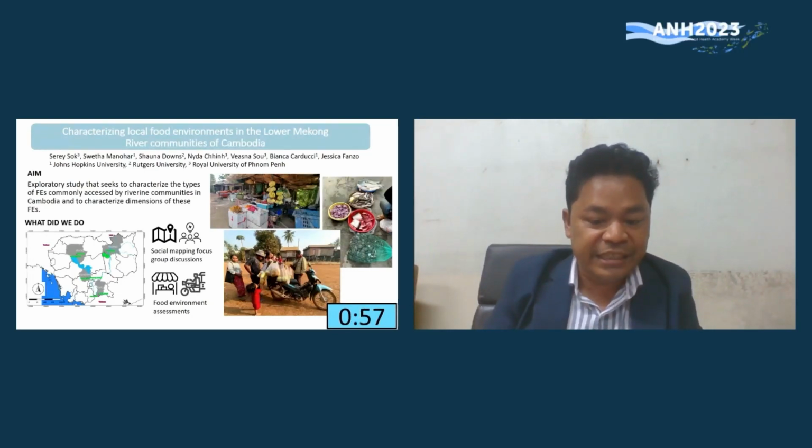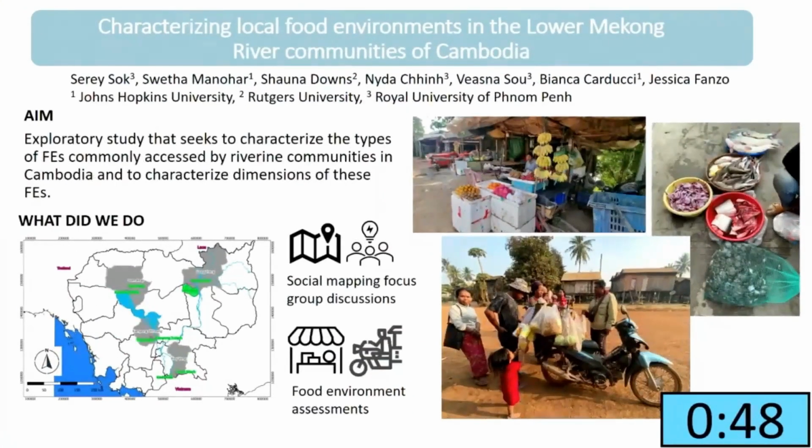Our study was conducted in Tonle Sap and the Mekong River in Cambodia, where 80% of the population rely on water-related sources for subsistence livelihood. We conducted social mapping and focus group discussions for the study.